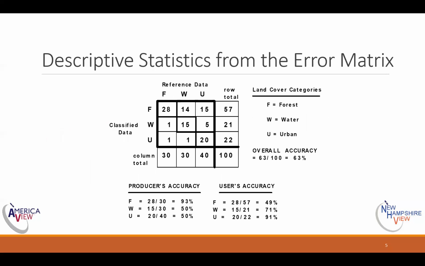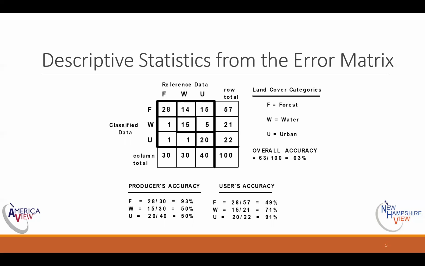So we've seen the error matrix a bunch of times now. This is the same one that you've seen over and over again. You remember that there's 3 categories, forest, water, and urban, that there's a cross classification, or this is a contingency table in statistics. And so on one axis is what the map says. We're calling that the classified data here. And on the other axis, it's what the reference data says.